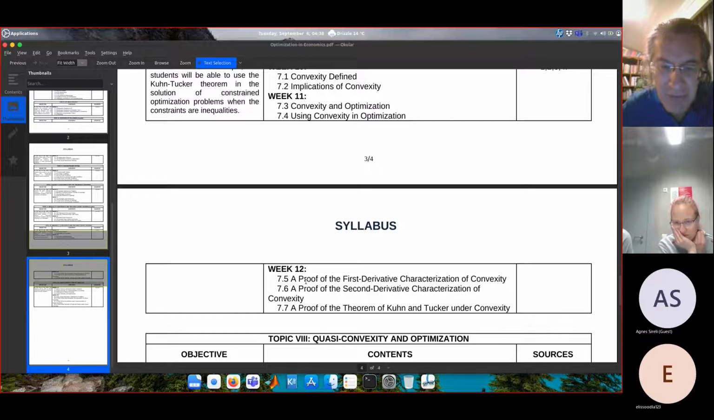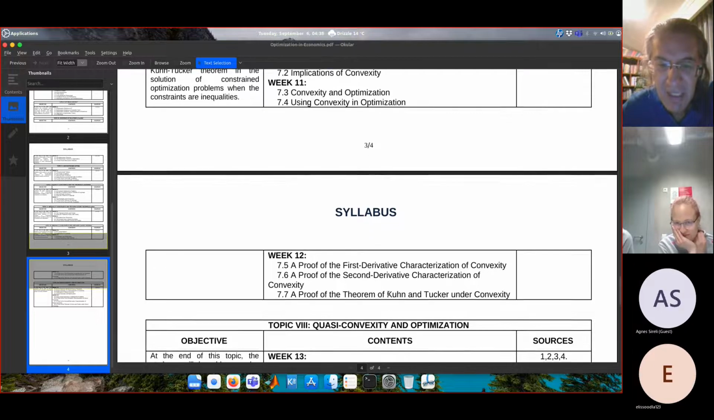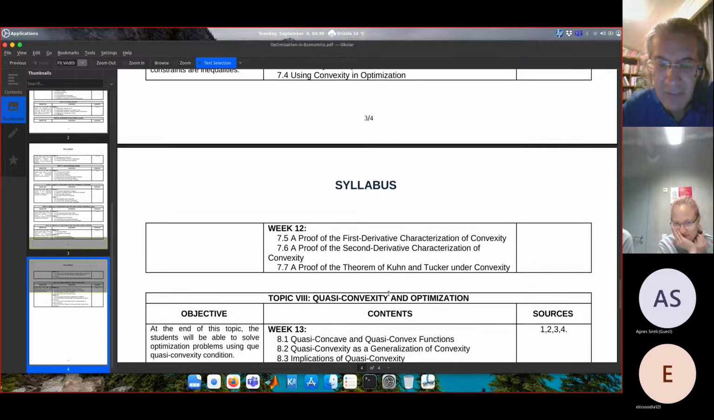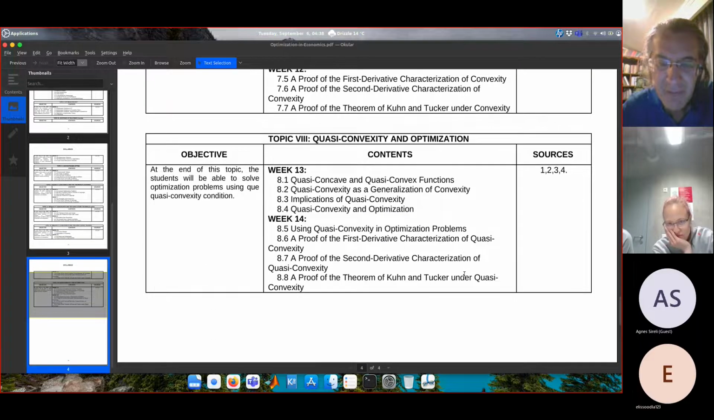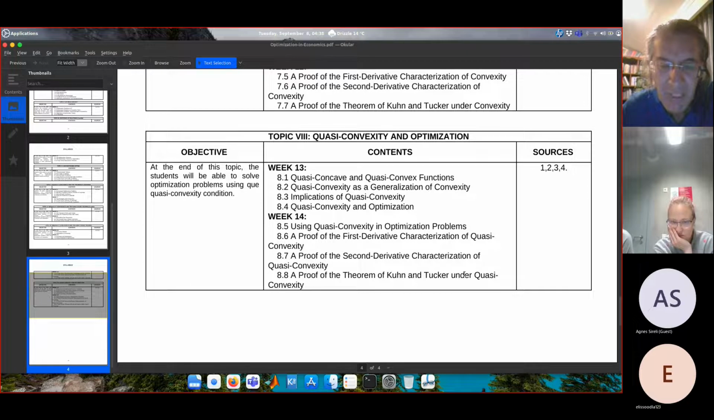So we're going to establish a proof of the first derivative characterization of convexity, a proof of the second derivative characterization of convexity, and finally a proof of the Kuhn-Tucker theorem under convexity. And the last topic is quasi-convexity and optimization.